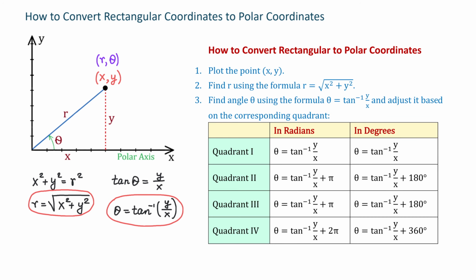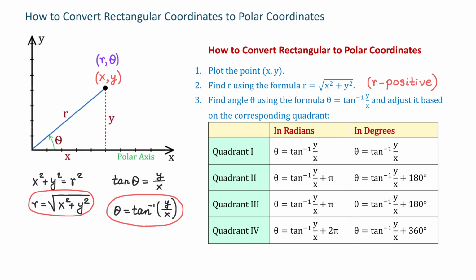So here we have the steps. In step 1, we will plot the point with the coordinates x and y. By plotting the point, we will be able to clearly see the quadrant in which the point is located. In step 2, we will find r using the formula square root of x squared plus y squared. This formula will give us a positive value for r. In step 3, we will find angle theta using the formula inverse tangent of y over x, then we will adjust it based on the corresponding quadrant.